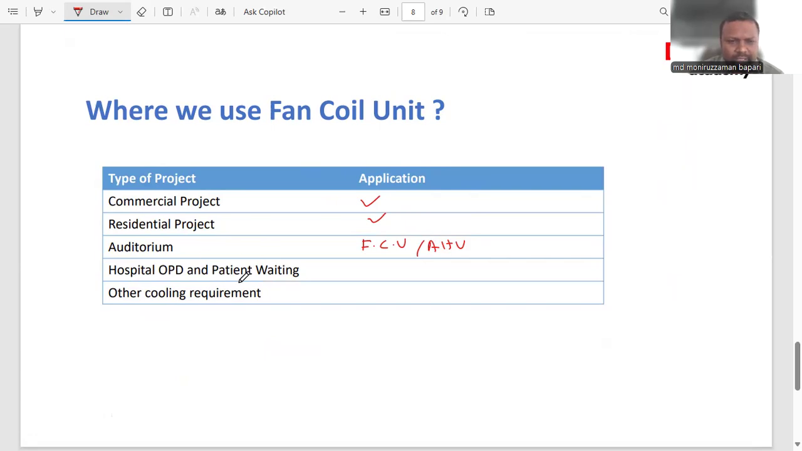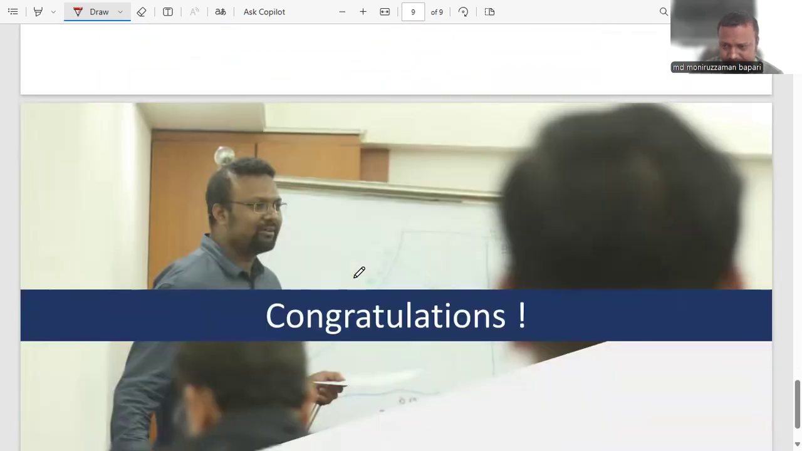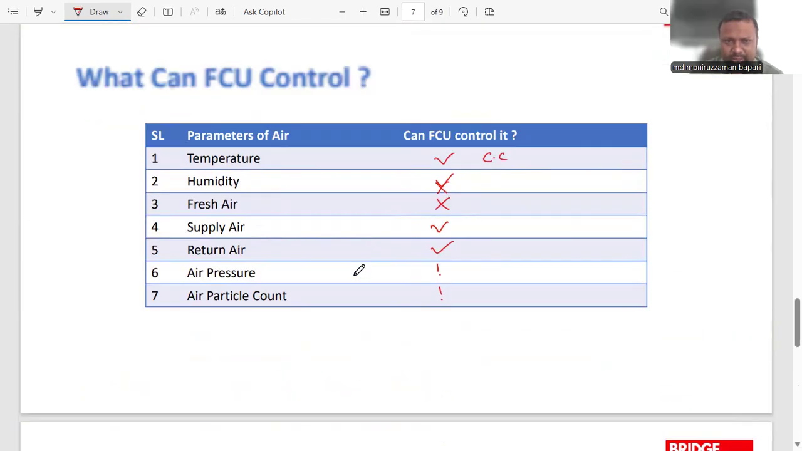Hospital: OPD, outpatient department, and patient waiting areas. Yes, we can use a fan coil unit there, with no need for an air handling unit. And for other cooling requirements, whenever you need some cooling, you can use a fan coil unit. So that's all about fan coil units.